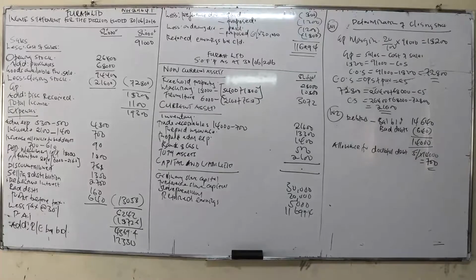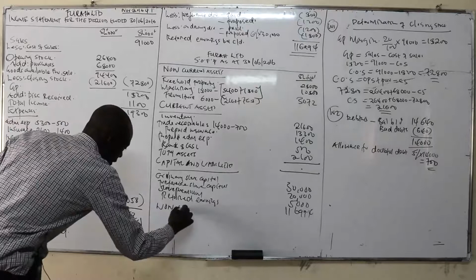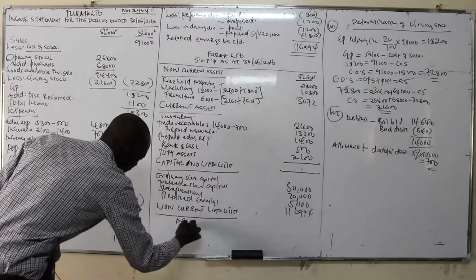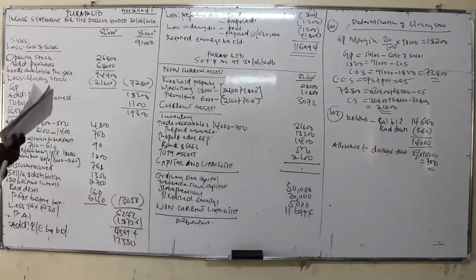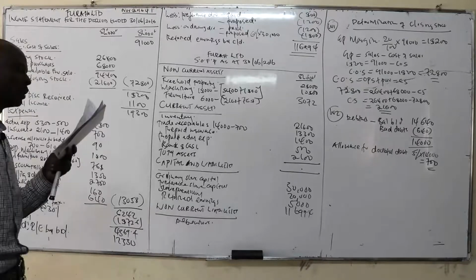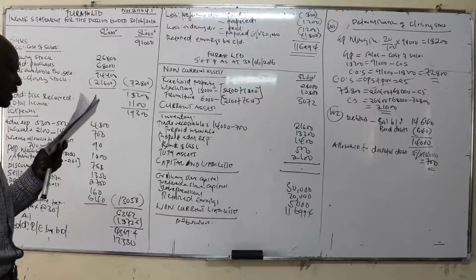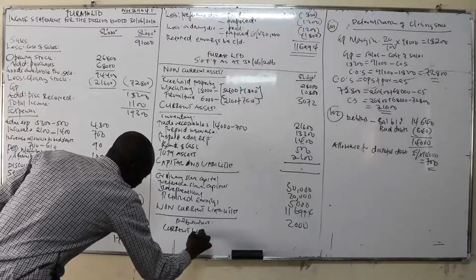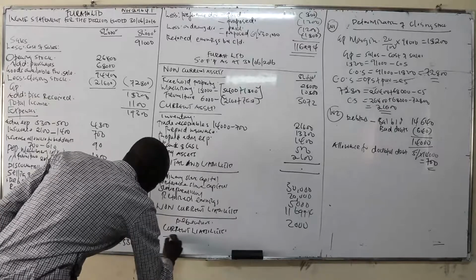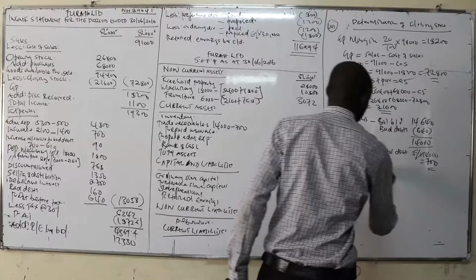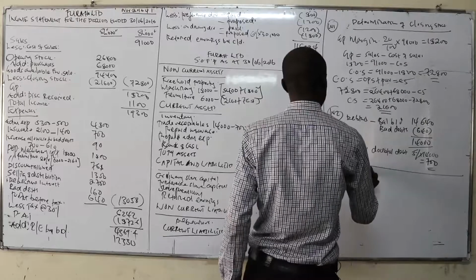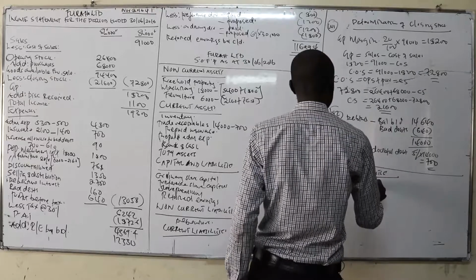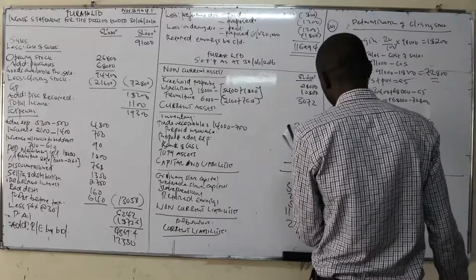And then we have non-current liabilities, which is debentures. How much is it? Debenture, 2,000. Is it 2,000? Debenture is 2,000. And then here we have current liabilities. Let me write here, current liabilities. We have trade payables. How much is it? 7,200. What else do we have?